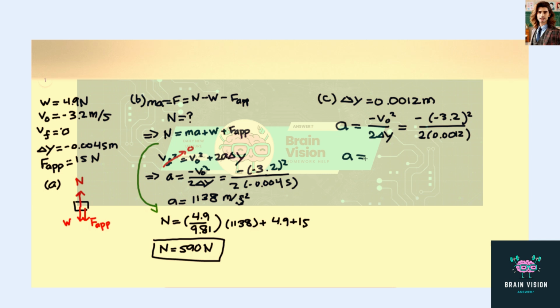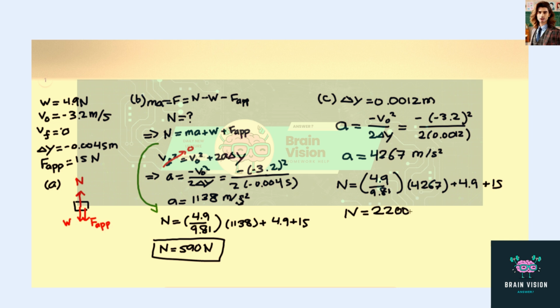The new acceleration is much higher, 4,000, and we'll see how that affects the normal force. It's the same idea. Divide weight by gravity, then multiply by acceleration, and then add it to the weight and the applied force. Plug and chug into a calculator and we get 2,200 newtons.